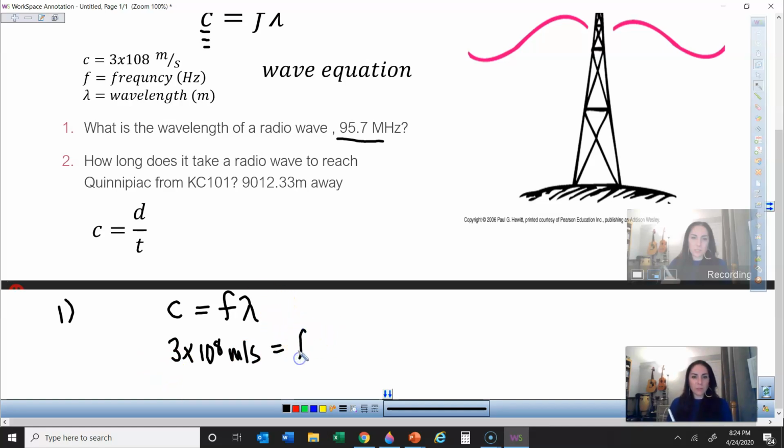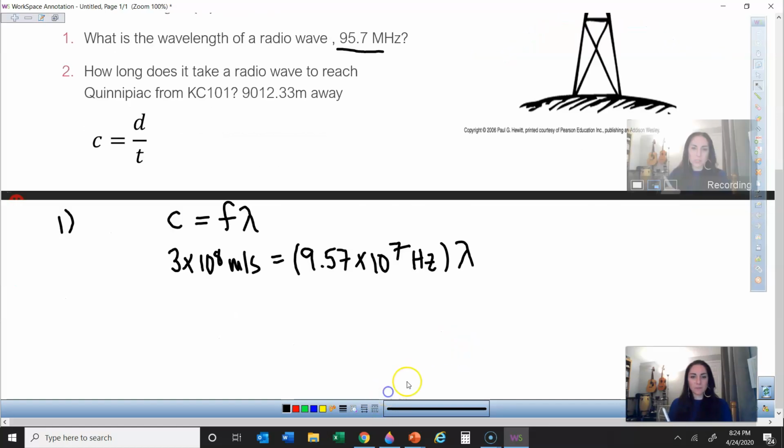So we have the frequency, and we're looking for the wavelength. The frequency, which we said was 9.57 times 10 to the 7th hertz, times the wavelength. So solving for the wavelength, I divide both sides by 9.57 times 10 to the 7th. I'm doing that right now as we speak. The wavelength is 3.13 meters.